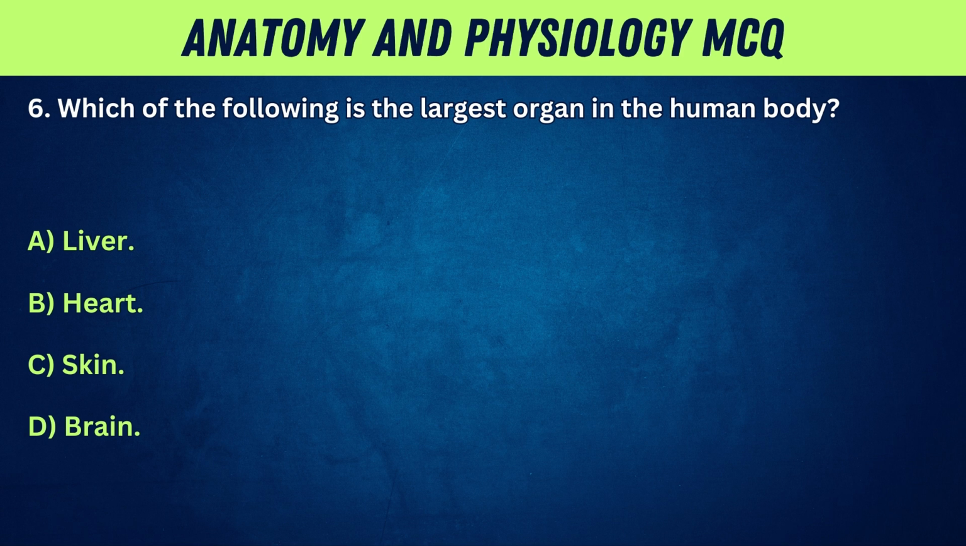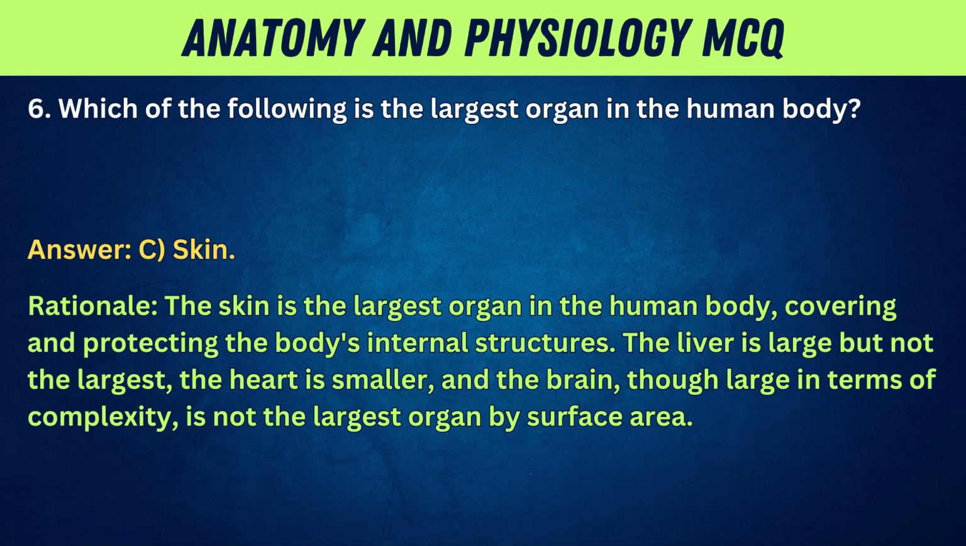6. Which of the following is the largest organ in the human body? A. Liver. B. Heart. C. Skin. D. Brain. Answer: C. Skin. Rationale: the skin is the largest organ in the human body, covering and protecting the body's internal structures. The liver is large but not the largest, the heart is smaller, and the brain, though large in terms of complexity, is not the largest organ by surface area.